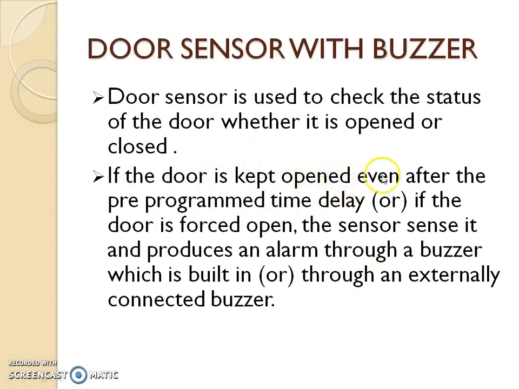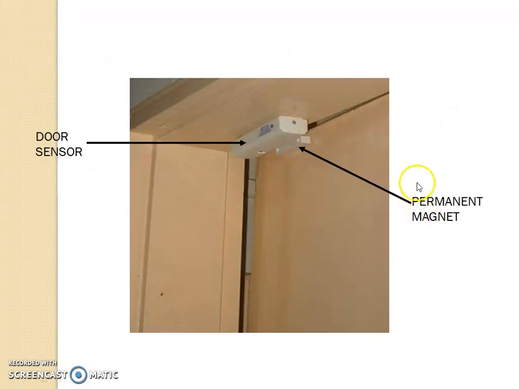If the door is kept open even after the pre-programmed time delay which is set by the user, in that case the sensor will open and it will create an alert. So this sensor has to be linked to the fire alarm system or any alerting devices which will generally alert the occupants. So this is an image.